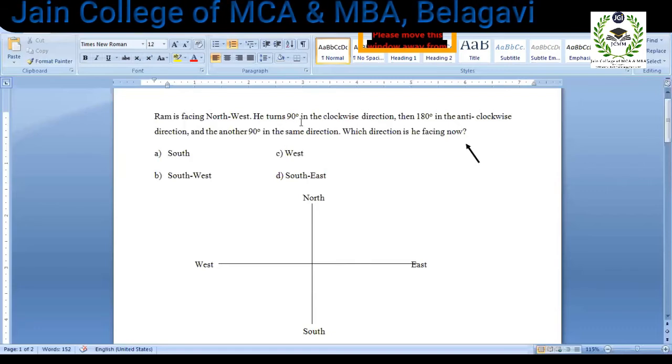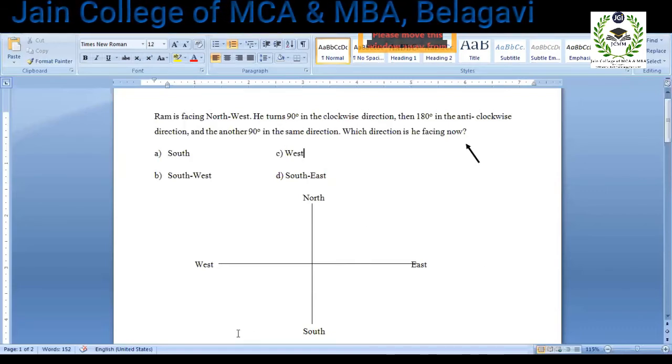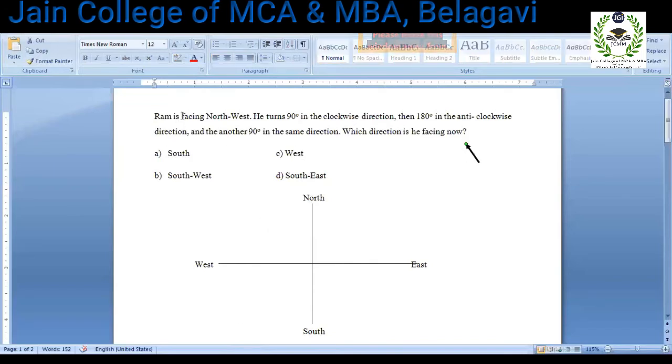The problem is talking about directions. So let us draw the directions north, south, east and west, and then let us put a figure, that is Ram. He's already now in the northwest direction. So we bring Ram here. Okay, now he is going to turn 90 degrees in the clockwise direction. So assume here he's now facing northwest.